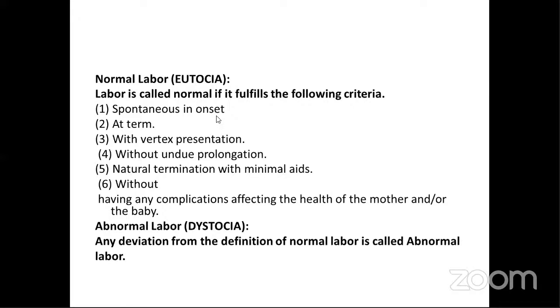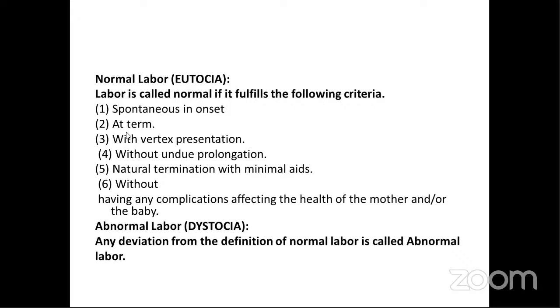First, it is spontaneous in onset. That means it starts naturally on its own. It's not where you induce it with artificial methods, like using a prostaglandin or a syntocinon drip, or sometimes induction gels. That kind is induced labor, whereas when it occurs spontaneously on its own, that is the first criterion.